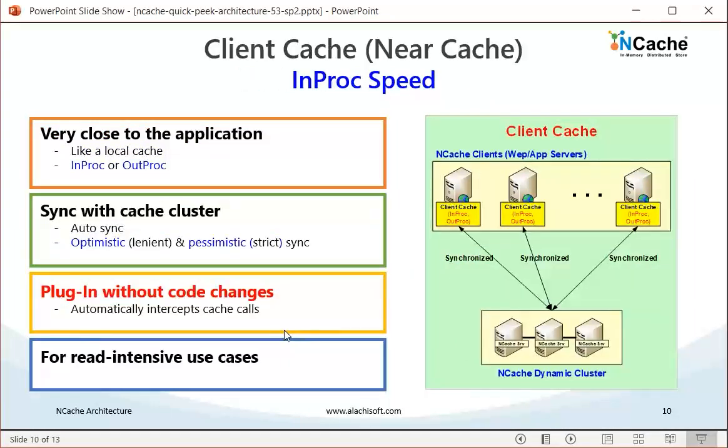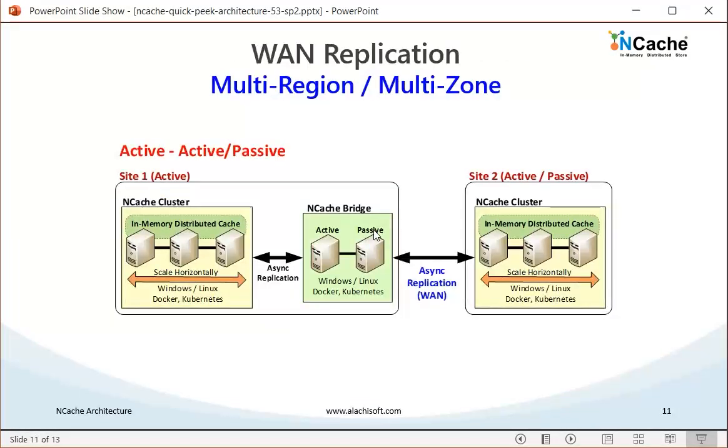Client cache is also a very powerful feature that gives you in-proc speed. Client cache sits on your client or your application server, even within your application process. And whatever your application fetches from the clustered cache is kept in the client cache. And if that data changes in the clustered cache, it notifies the client caches to update themselves. So it's kept synchronized.